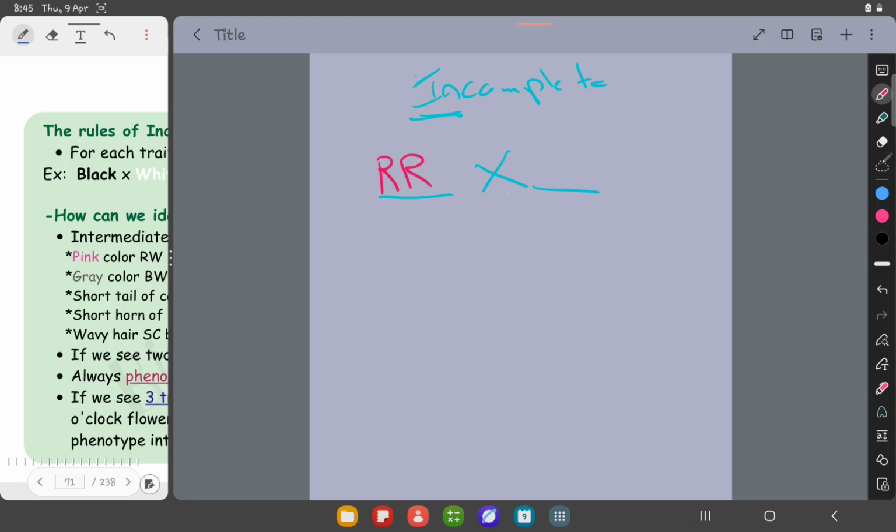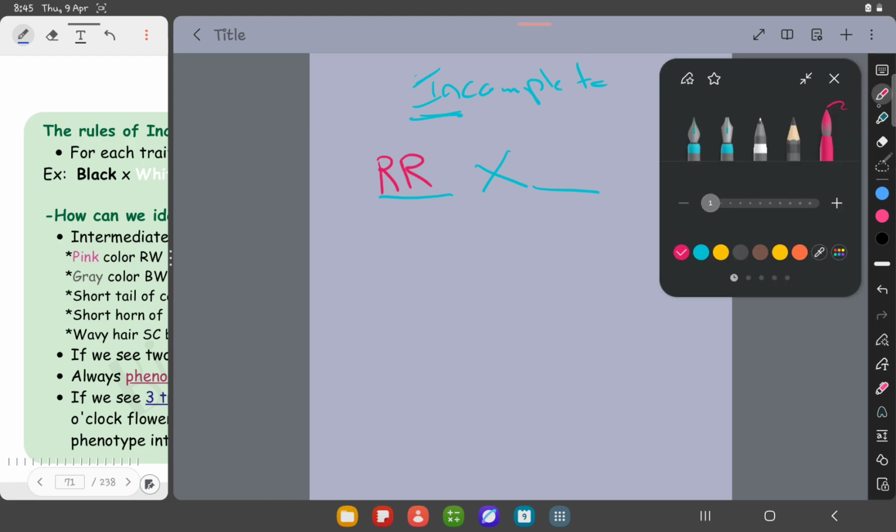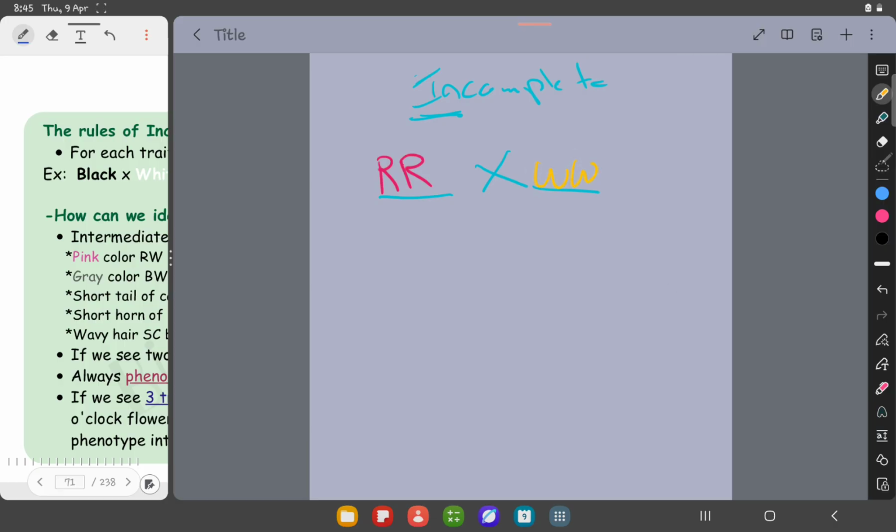What about if we cross it with the white flower color? Let's name it as WW. We have white flower, it's WW. So whenever we cross red with white, all the offspring will be RW, or WR, with pink color, because for the Snapdragon flower we have three colors. We have the red flower Snapdragon, the white flower Snapdragon, and the pink.